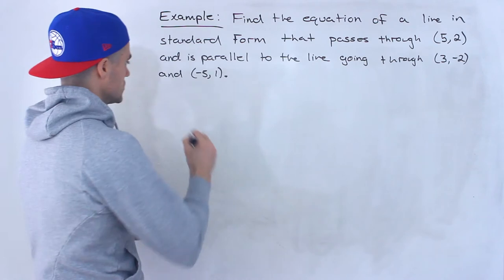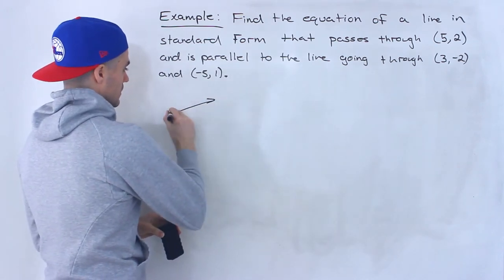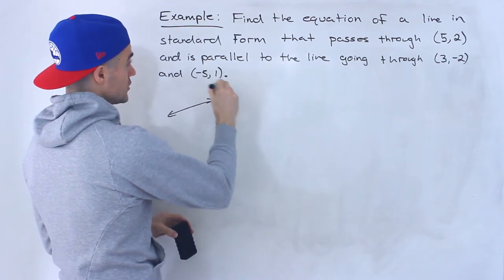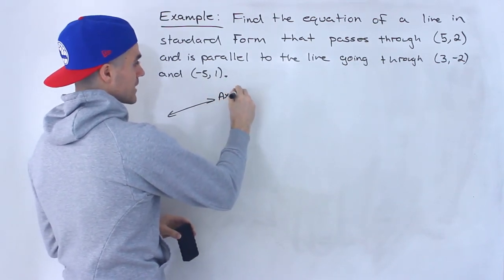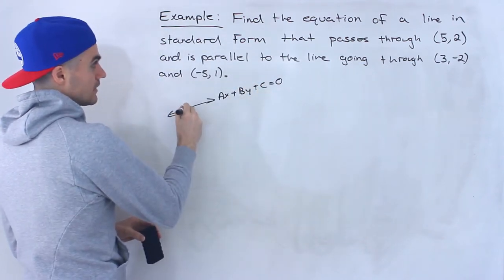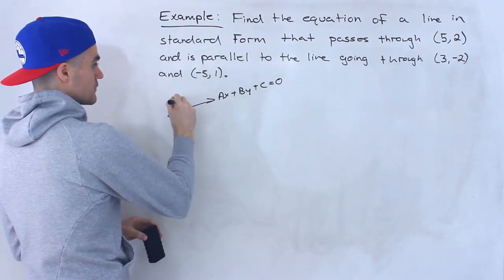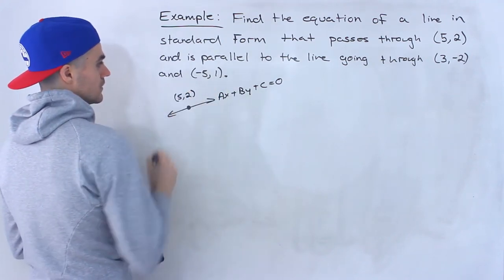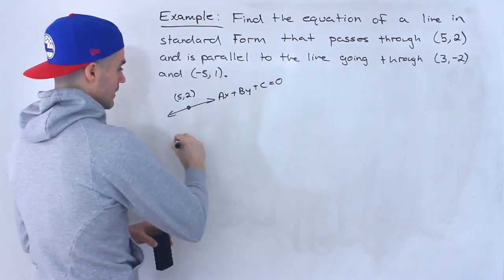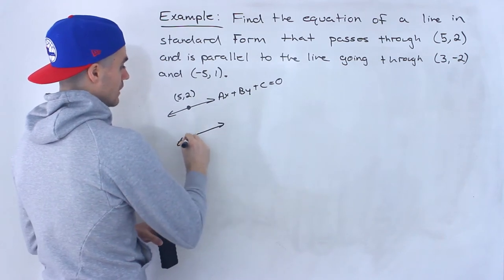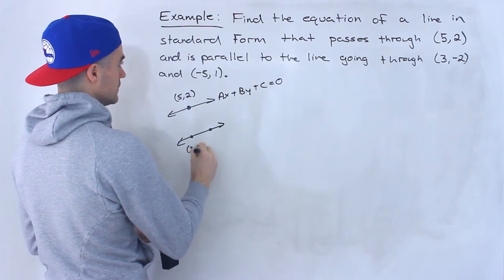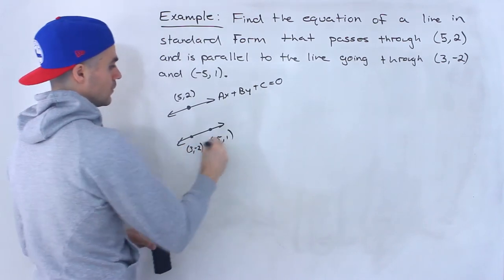So to draw a quick diagram of what we're doing, we've got this line here. We have to find the equation of it in standard form. So our final answer is going to be ax + by + c = 0. And we know that this line passes through (5, 2). What we're told is that this line is parallel to another line that passes through these two points, (3, -2) and (-5, 1).